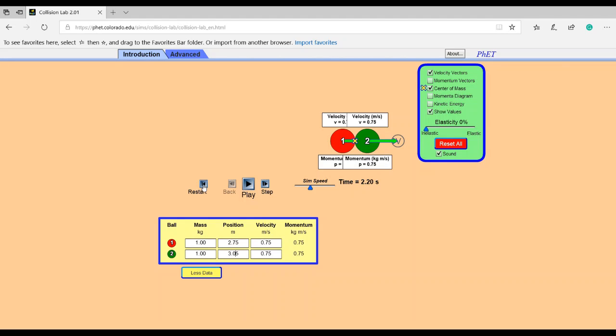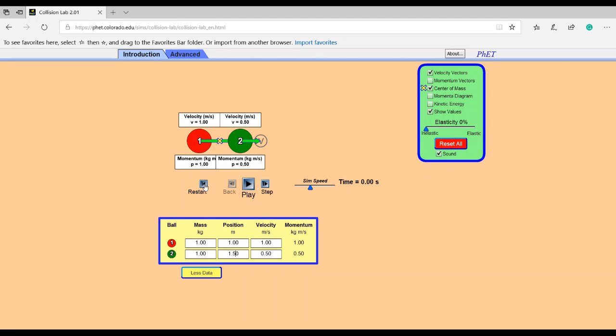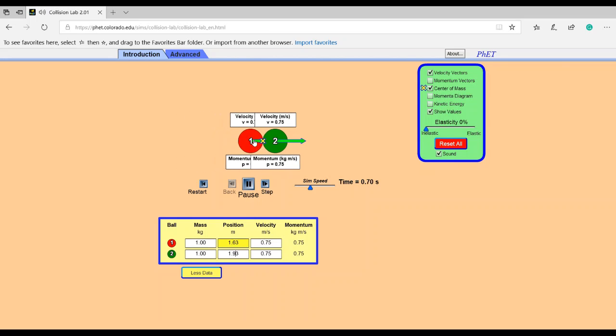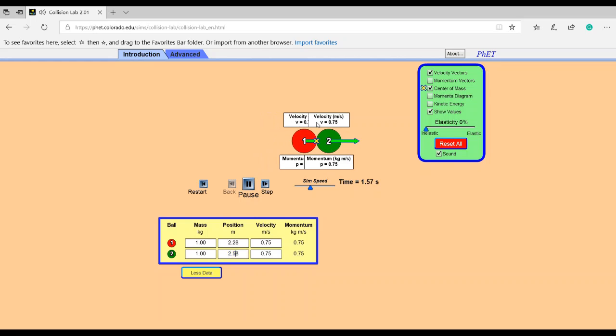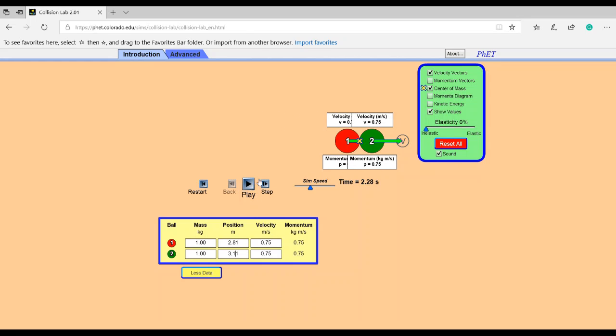As you can see, if we restart it, both balls have the same mass, and ball 1 has a bigger velocity than ball 2. So in the case that they're both moving, the first velocity from object 1 gives the second more.